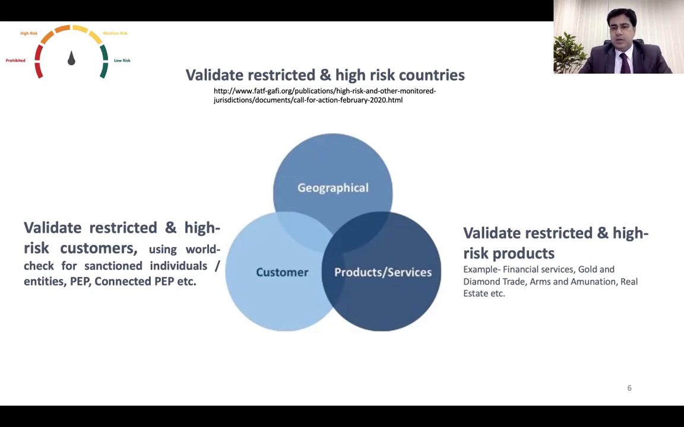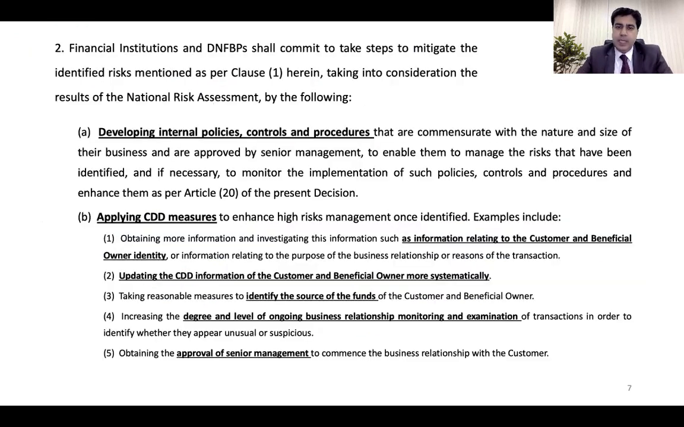And as I talked about the product, we are talking about how the gold transactions are being done. In general, we say that gold is a high risk business, but within that also we have to look at whether it is a high, medium, or low risk activity from a profile perspective.